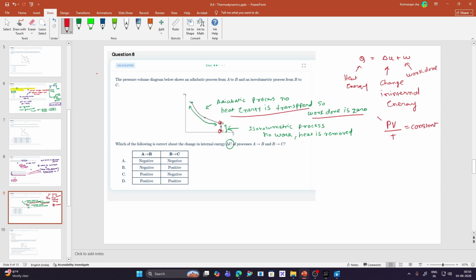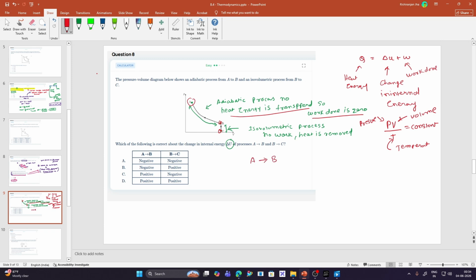We know that P is pressure, V is volume and T is temperature. Now let's solve this equation. Let's solve this numerical step by step. So if we look at the process from A to B, we know that it is an adiabatic process. So we know that in an adiabatic process, no heat enters or leaves the system.